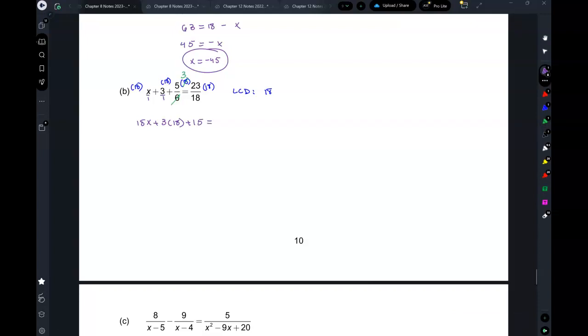Right? You guys okay with that? So the 6 and the 18, this was a 3. And then the 18s go away, so it's equal to 23. Okay, this is such a simpler one compared to the one before, right?